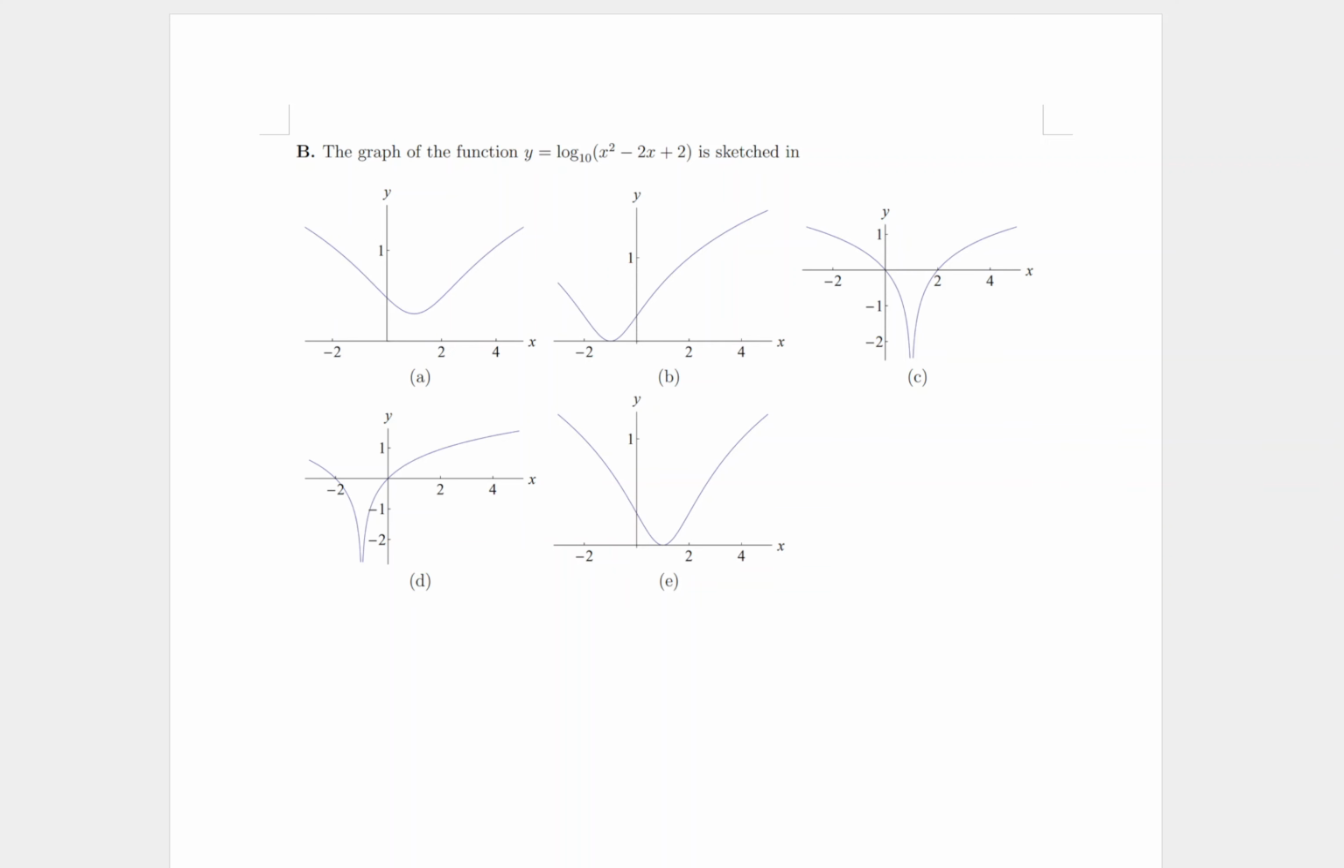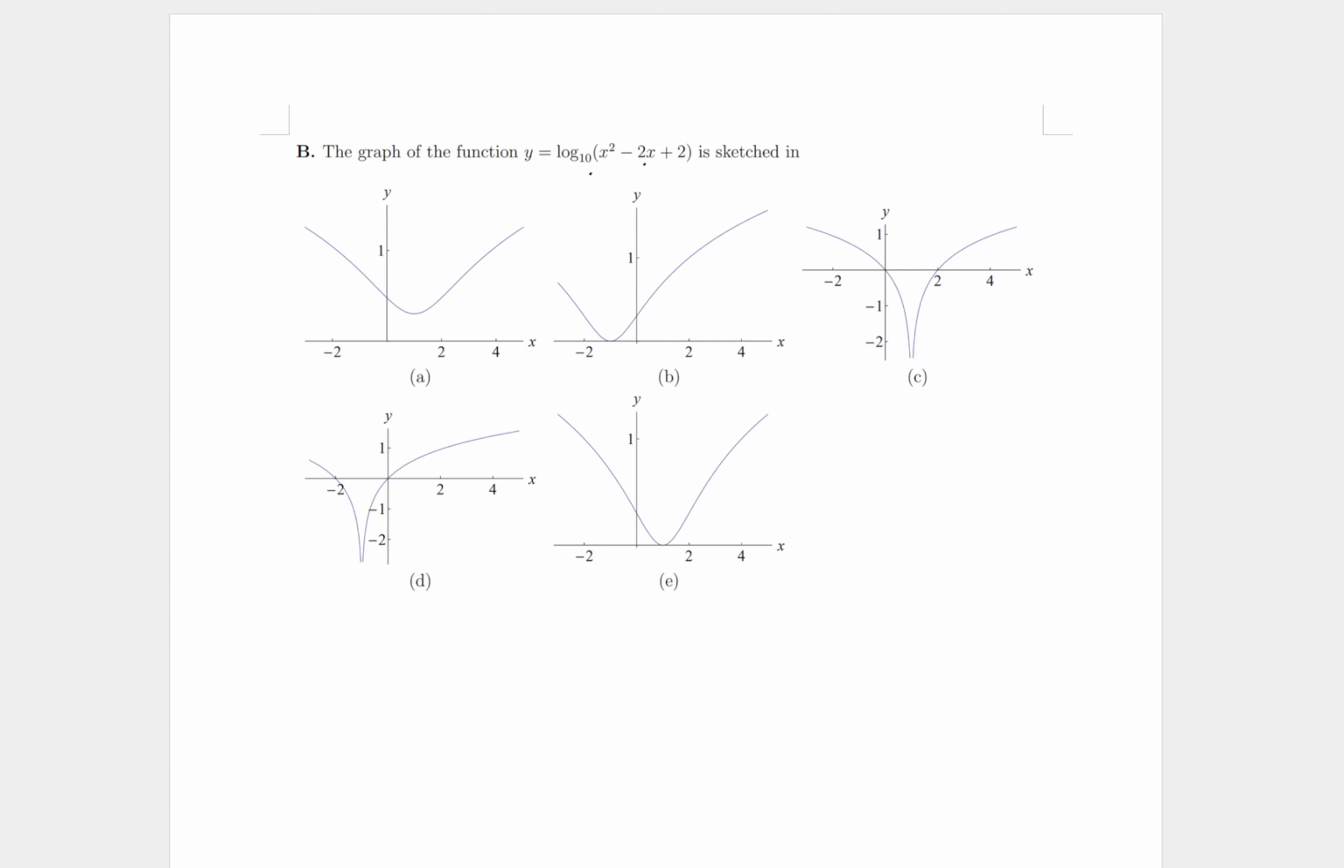Okay, so question 1b. Again, graph question, very common. The graph of the function y equals log base 10 of (x squared minus 2x plus 2) is sketched in which option? Okay, so again, as usual, there are hundreds of millions of ways to do graph questions. There's a quadratic here, right?